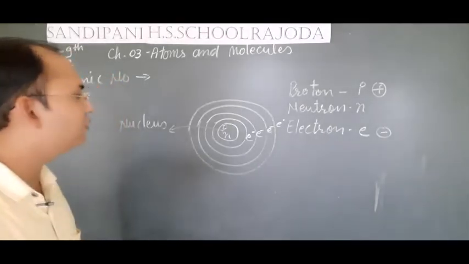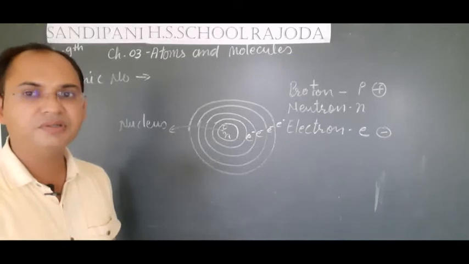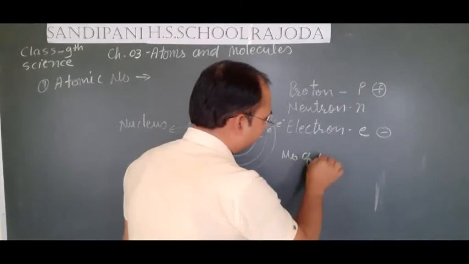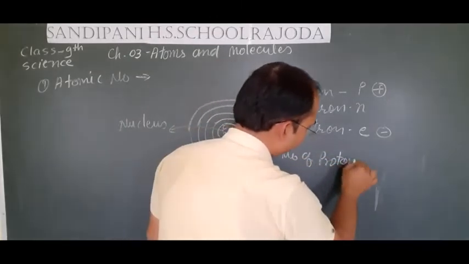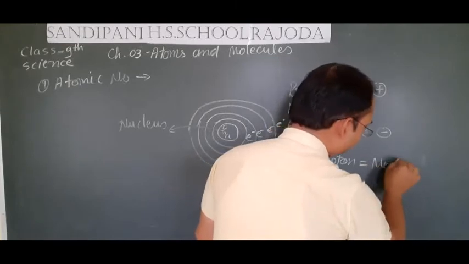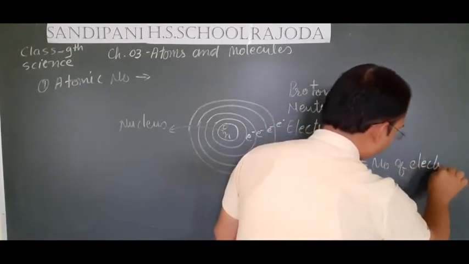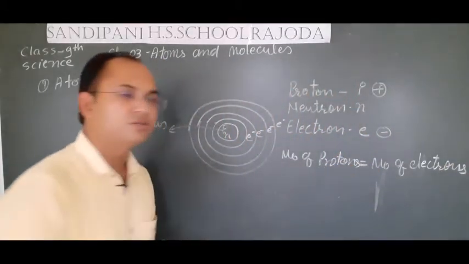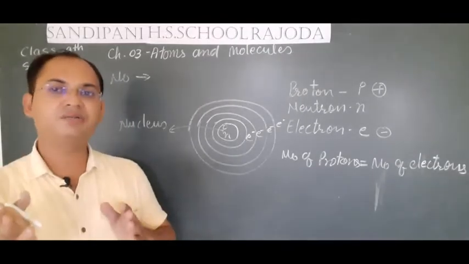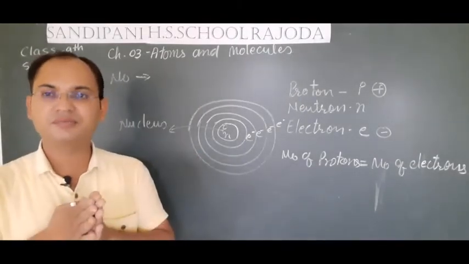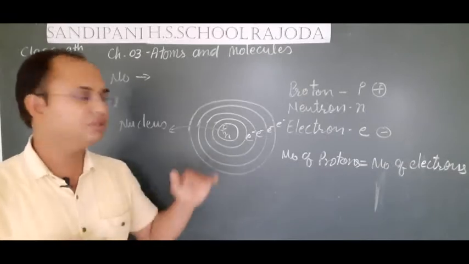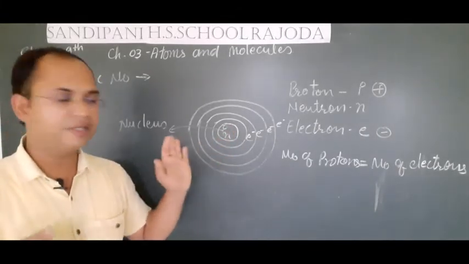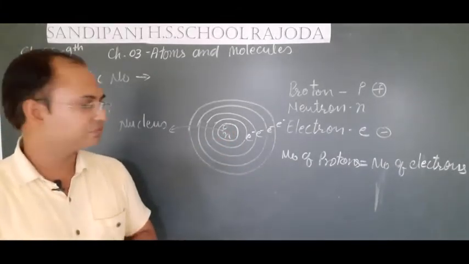Now students, if we take the example of a neutral atom, then in a neutral atom the number of protons is always equal to the number of electrons. So the charge of the electron and proton get balanced by each other, and effectively there is no charge on the atom. As the neutron has no charge, in terms of charge we will not take the neutron.